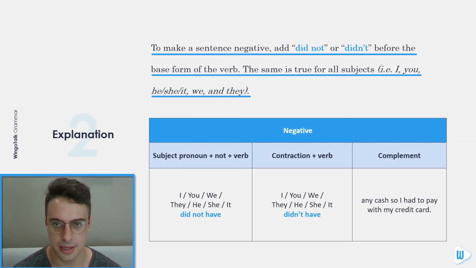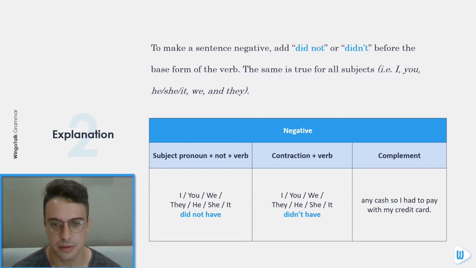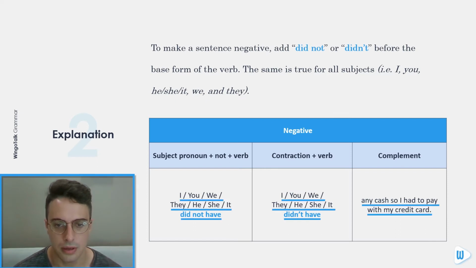To make a sentence negative, add did not or didn't before the base form of the verb. The same is true for all subjects, that is, I, you, he, she, it, we, and they. Negative: subject pronoun plus did not plus verb, or the contraction didn't plus verb. I, you, we, they, he, she, it didn't have any cash, so I had to pay with my credit card.